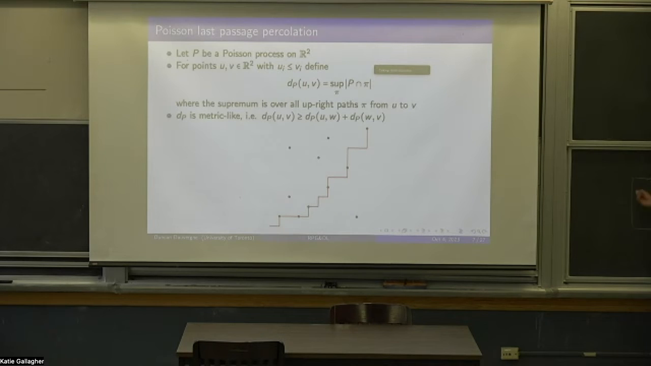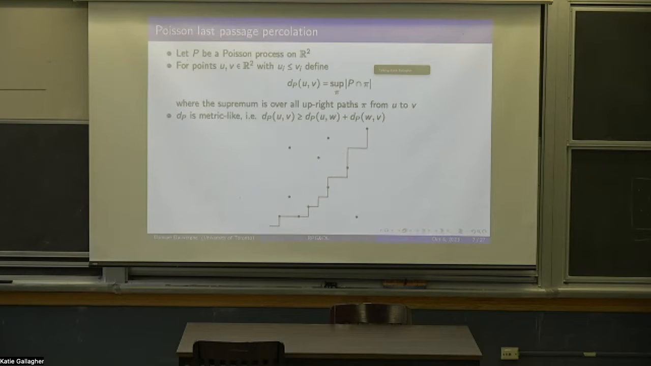Imagine I take an n by n box, and I put n squared points in this box uniformly around all places with equal probability. Then I take the side length n off to infinity, and I get a process of points on the entire plane. So they're uniformly distributed on the entire plane, so that the typical number of points per unit area is 1. So that's a Poisson process.